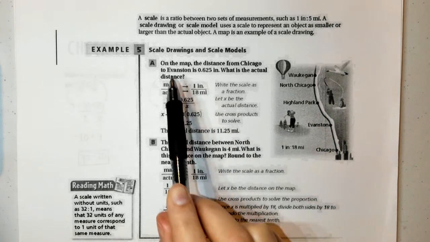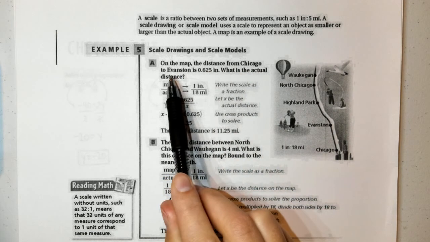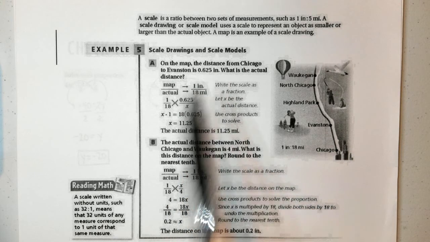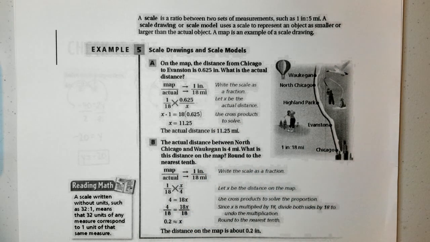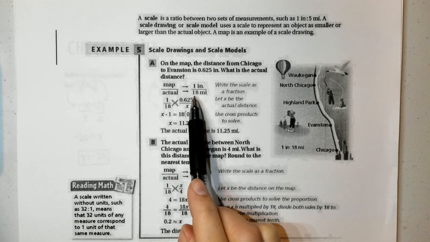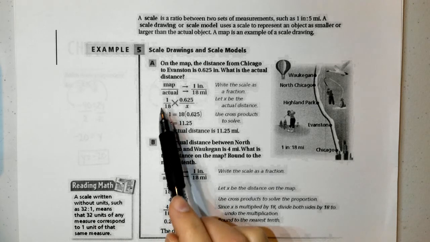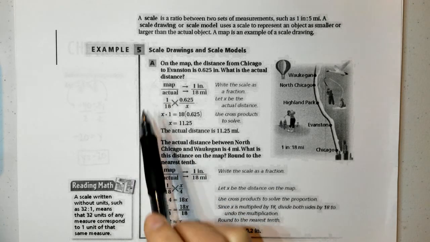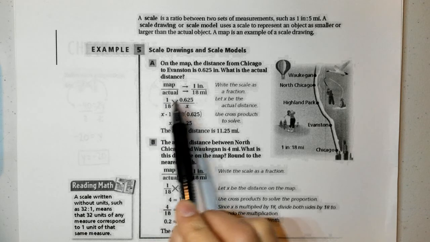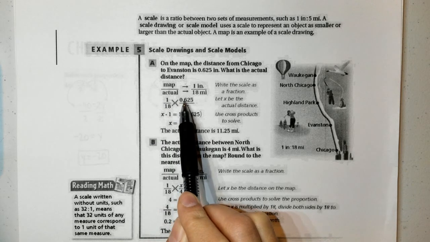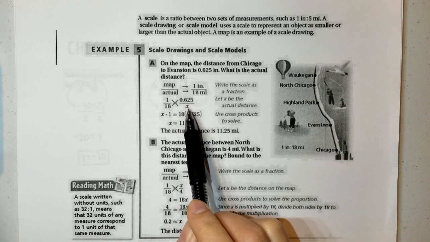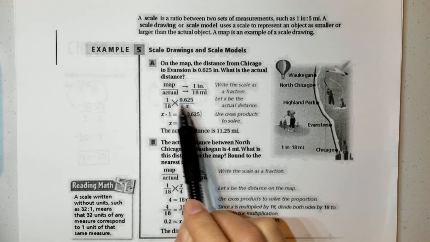So part A, it says on the map the distance from Chicago to Evanston is 0.625 inches. What is the actual distance? So here we know on our map 1 inch represents 18 miles. So we write that as a fraction. Okay, so we have the map over the actual distance. On the map, we have 0.625. We don't know the actual distance, so we're going to write that as x. So we have these two fractions equal to each other.